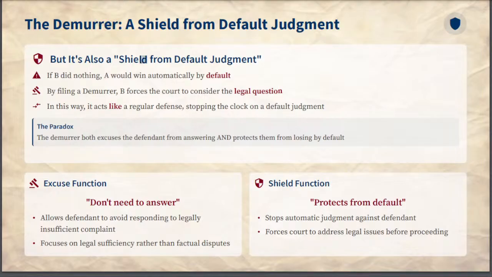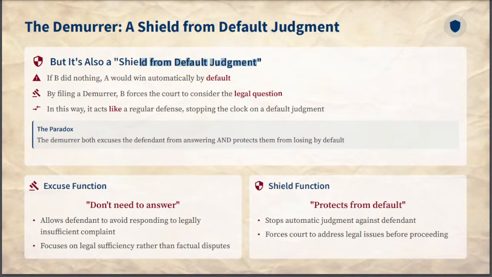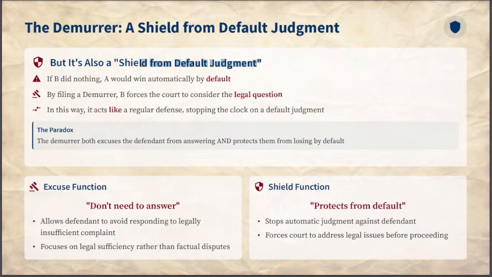So it's a shield from a default judgment because it is a response. It's not a plea or a request for discovery, anything like that. It's a way of forcing the court to consider just the legal question before proceeding. In this way, it acts like a regular defense because in the eye of the procedure, it's stopping the clock on a default judgment. The paradox is the demurrer both excuses the defendant from answering and protects them from losing by default.